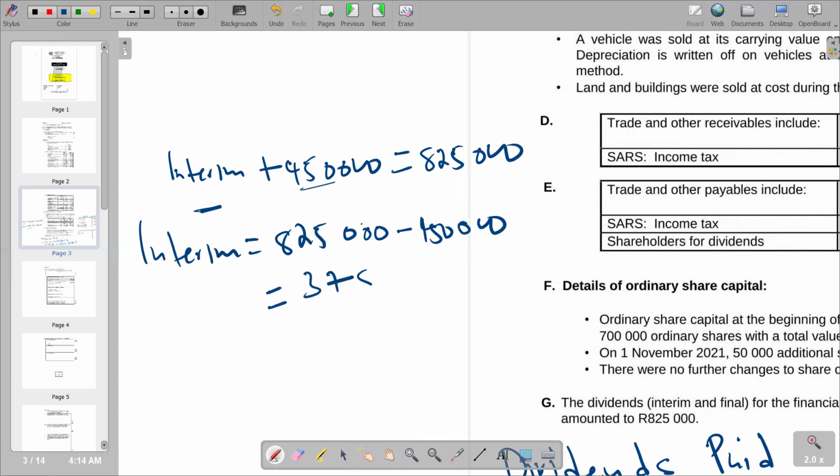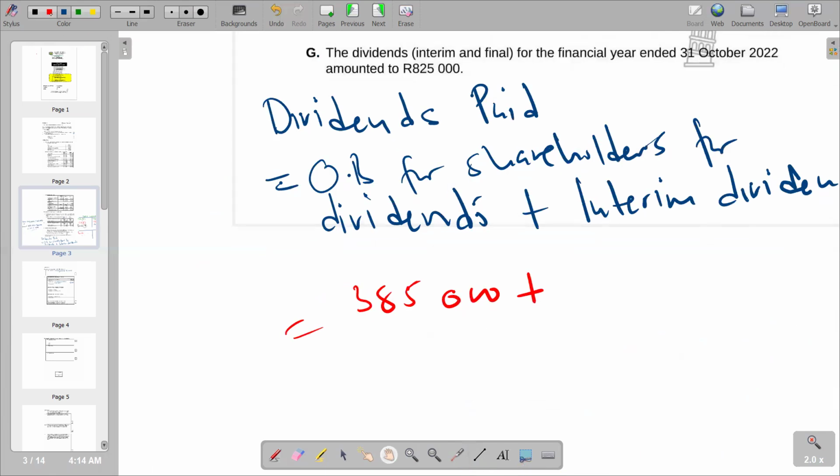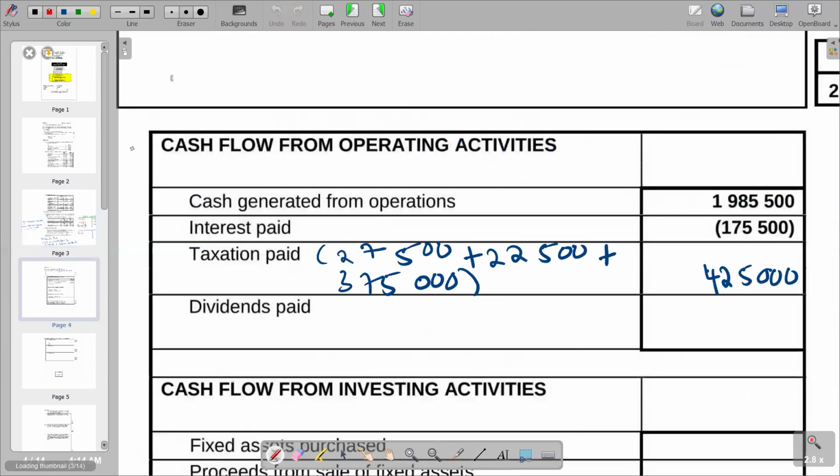You see the answer. So this is the interim. This is the one that you are supposed to add here to 385,000. You can see 375,000. So this is the calculation that you are going to summarize in the answer section, whereby we are going to say plus 375,000. And then the answer that we are supposed to get is 700.